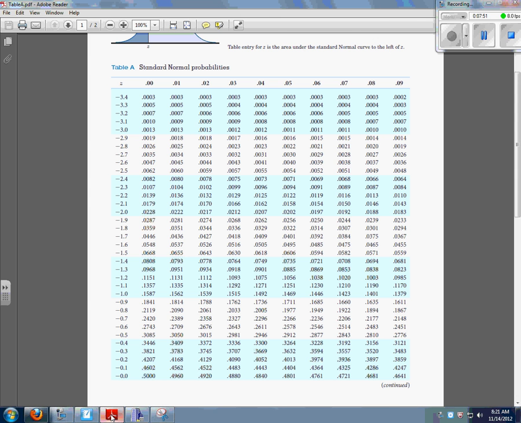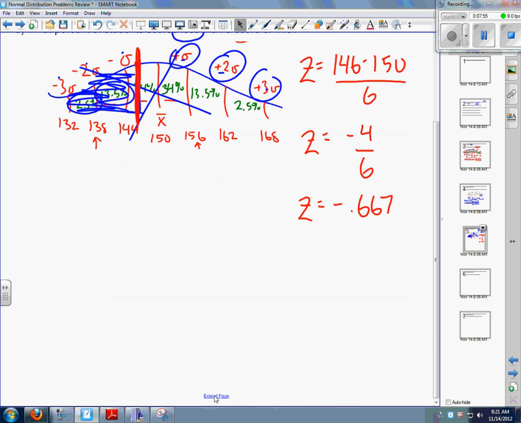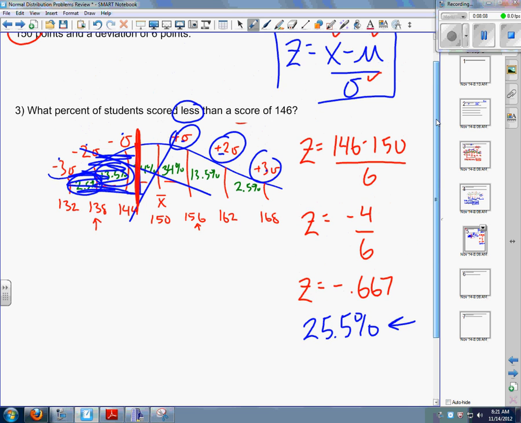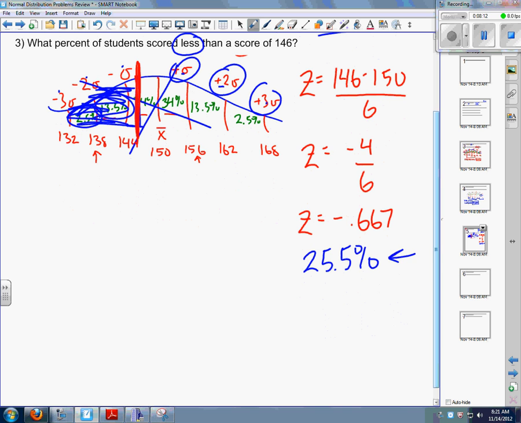0.2546, so 25.5%. So this z-score here corresponds to 25.5% to the left. So the question asked us, what percent of students scored less than a 146? So we color this in. Okay, this looks like it could be 25.5%, so we say that's going to be our correct answer.